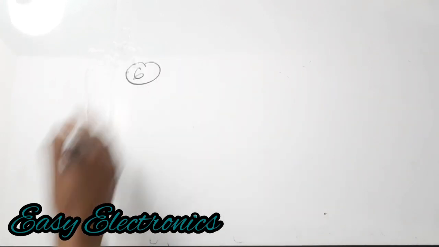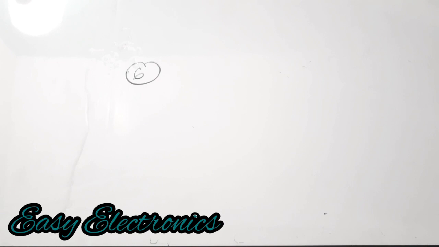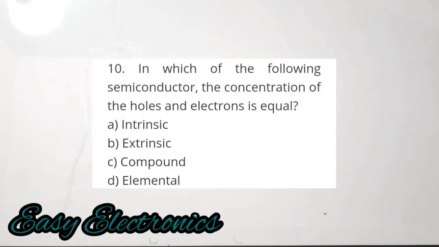Sixth question is from semiconductors. In which of the following semiconductors is the concentration of holes and electrons equal? The options are A, intrinsic, B, extrinsic, C, compound, D, elemental. This is a slightly confusing type of question because there are elemental and compound semiconductors also. But we have studied the intrinsic semiconductor and its characteristics.